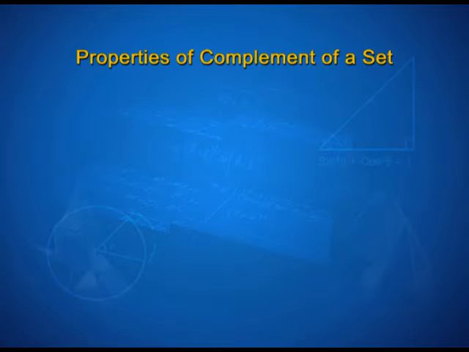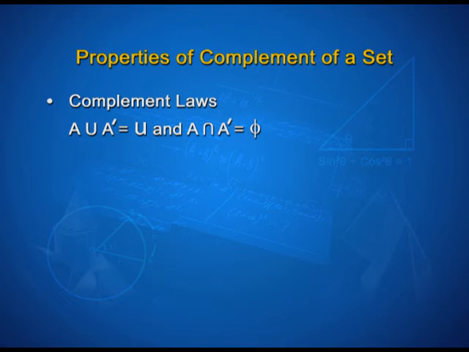Let us now discuss the properties of complement of a set. The first property is the complement laws, which says that the union of a set and its complement will give us the universal set. That is, A union A dash will be equal to U. And similarly, the intersection of a set with its complement will give us a null set. That is, A intersection A dash is equal to phi.